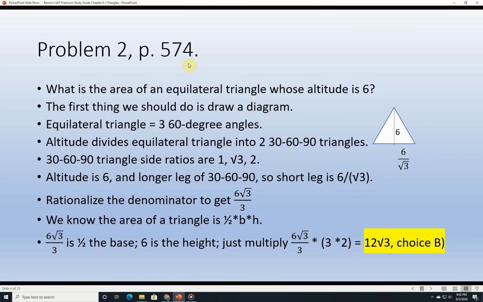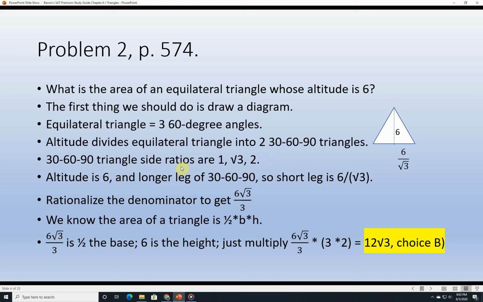Problem 2, page 574. What is the area of an equilateral triangle whose altitude is 6? Well, we draw a little altitude. You can pretend there's a little box there to tell you that it's a right angle, but you should know an altitude is always at a right angle with the base of a triangle. So, the first thing we should do is draw a diagram. An equilateral triangle has three 60-degree angles. The altitude divides the equilateral triangle into two 30, 60, 90 triangles, so we know these are 60. We know these ones at the top are both 30, and this, of course, is 90 in the middle.